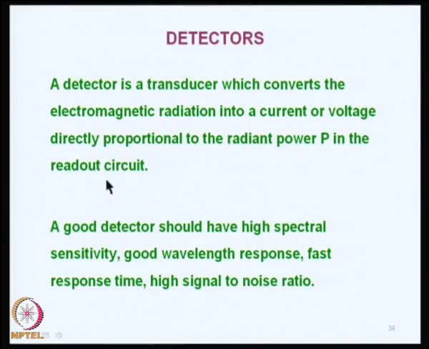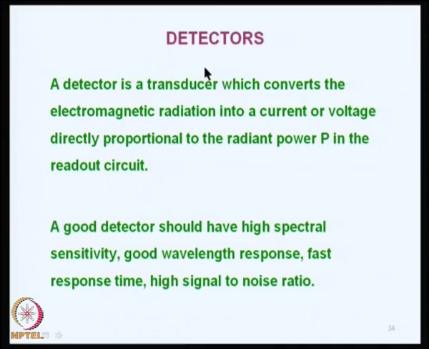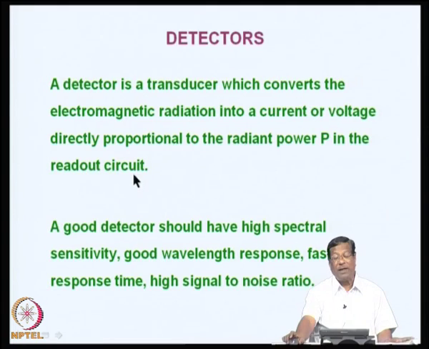Now, this brings us to the next part of the instrumentation, that is detectors. Now, what is a detector? A detector is basically a transducer which converts the electromagnetic radiation into a current or voltage, and it should be directly proportional to the radiant power P in the readout circuit.